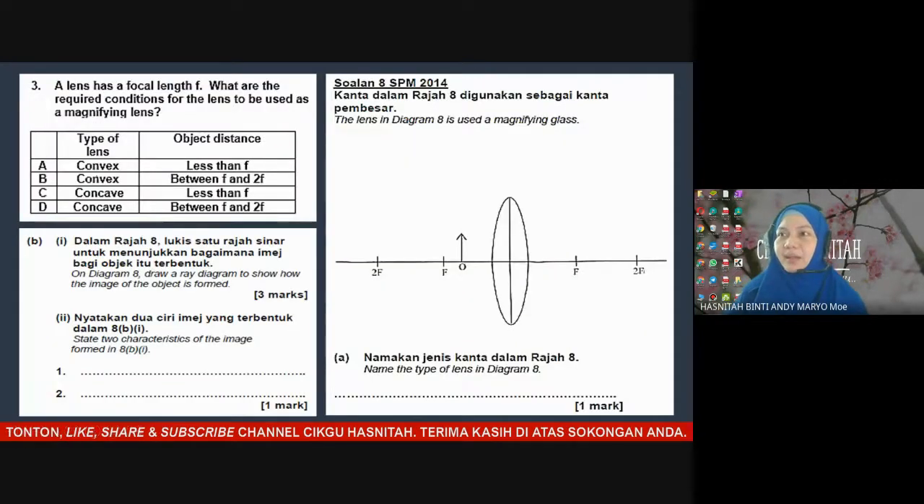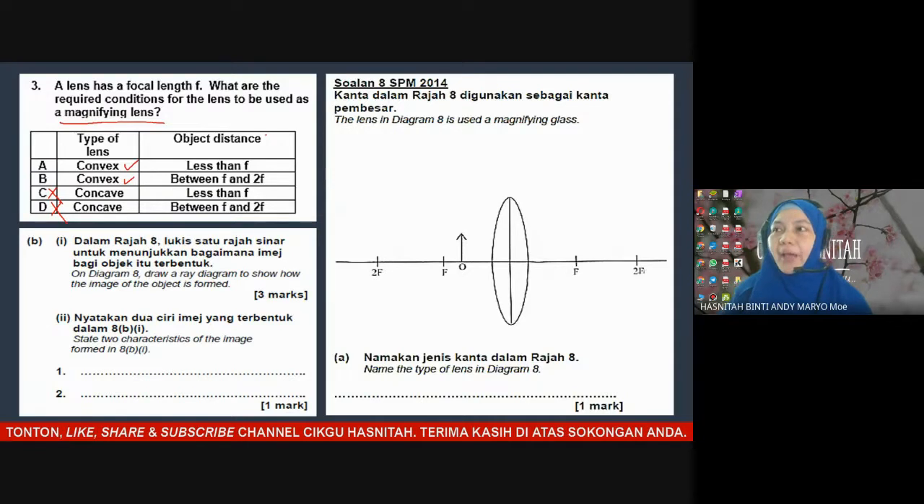Okay, question 3, students. We have a lens with a focal length F. What are the required conditions for the lens to be used as a magnifying glass, or magnifying lens? Again, which first two can you reject? You can reject C and D as they give you concave. Remember, we are using a lens as a magnifying lens or magnifying glass. So we must use convex. So it is either A or B.